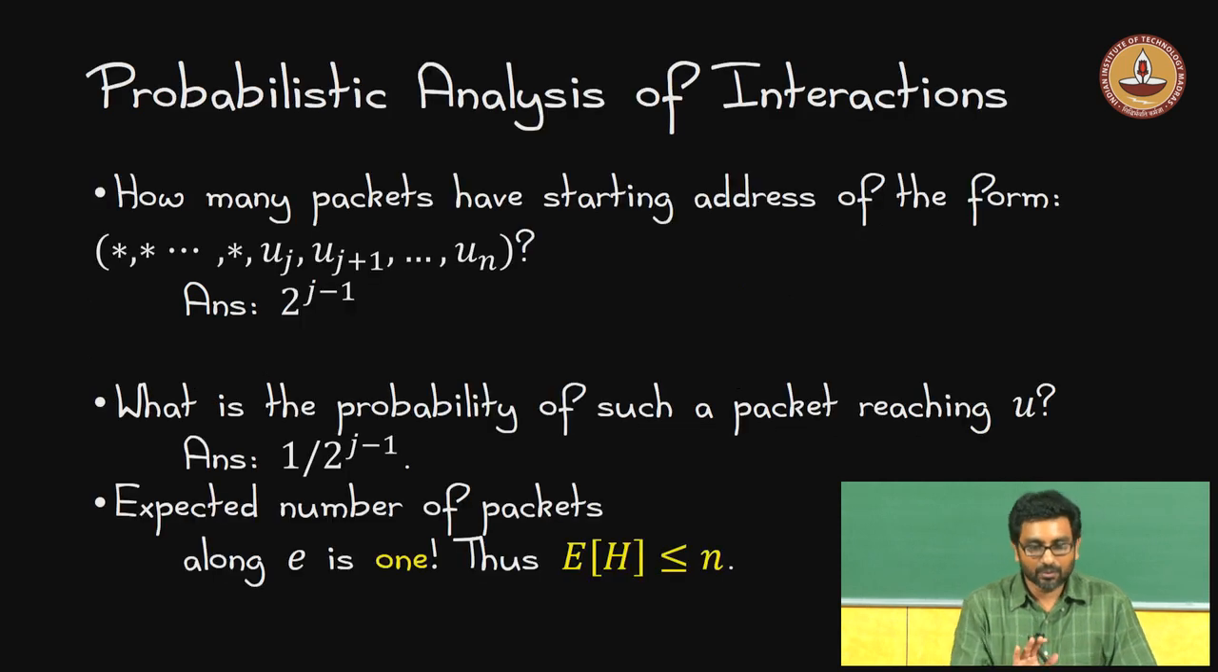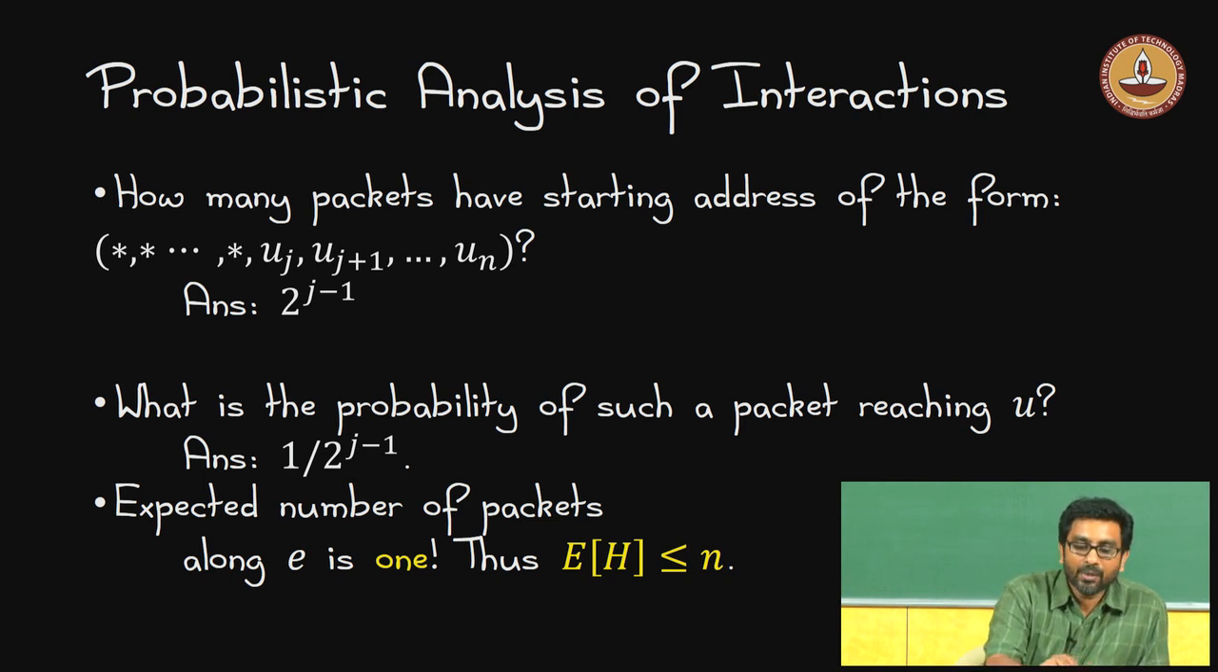Okay, so let's proceed for now. Let's ask a few questions and try to answer them. Now we know the structure of the packets that go through that edge. How many packets have starting address of the form don't cares followed by uj plus 1 and so on? That is of course 2 to the j minus 1.